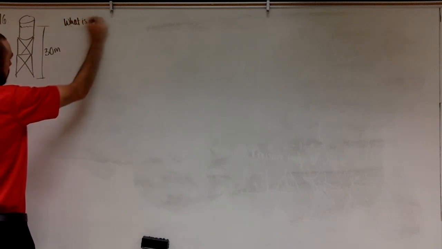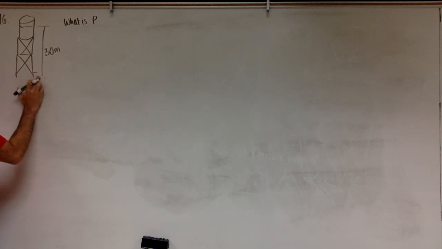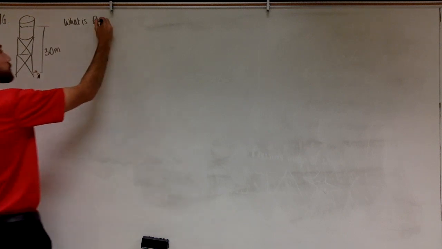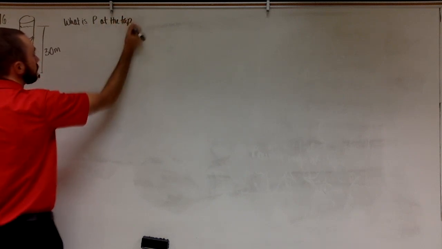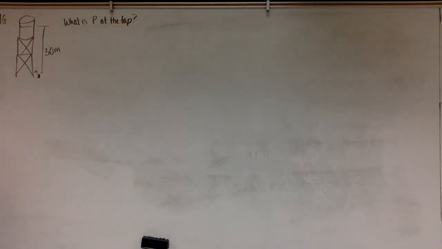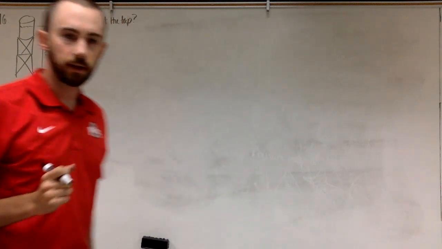So what is P? Let's say there's a little tap here. It's down, there we go, 30 meters to the tap. Here's our little spigot. Water is going to come pouring out. I want to know, what is P at the tap? So go ahead, try it out based on the formula that you guys just got, and I will be back with you in just a second to show you the answer.